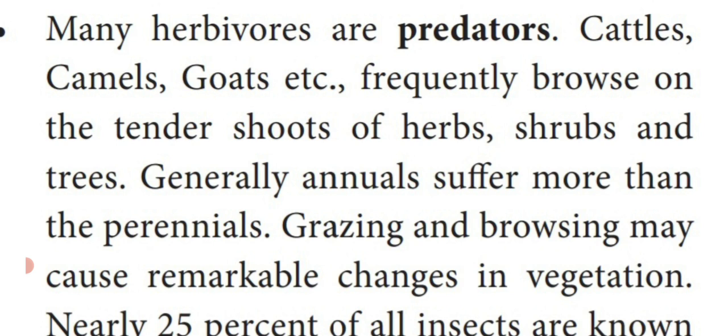Annuals are plants which grow up to 3 feet or 5 feet in height. So these plants are eaten by the herbivorous animals. So most probably the annual plants are the ones affected by the herbivorous animals. The grazing of shrubs, herbs and trees and browsing may cause changes in the vegetation.